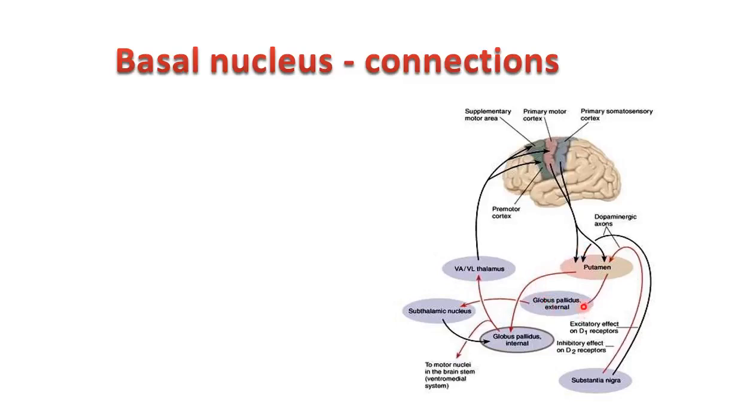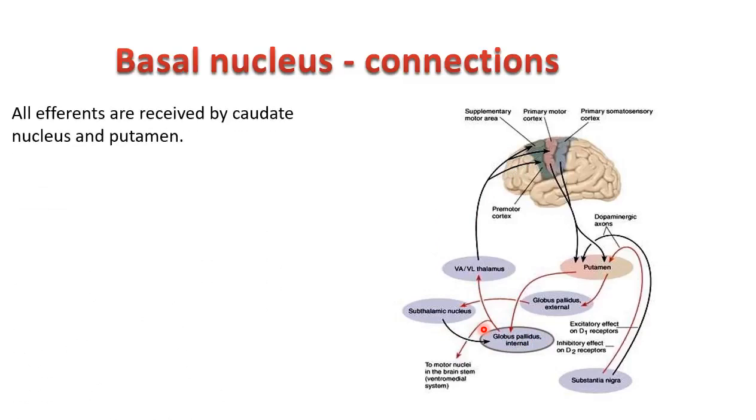Okay, so from here actually it travels to the globus pallidus. Now the efferents coming out of the globus pallidus go to the thalamus and thereby influence the sensory motor cortex. So globus pallidus efferents go to the sensory motor cortex. Not only that, it has direct connections with the subthalamic nucleus. You are able to see here direct connections with the subthalamic nucleus.